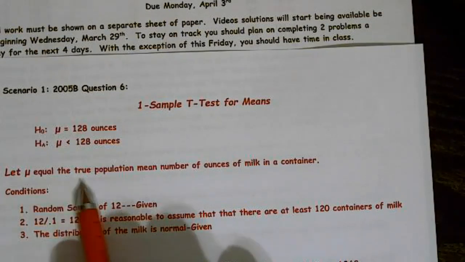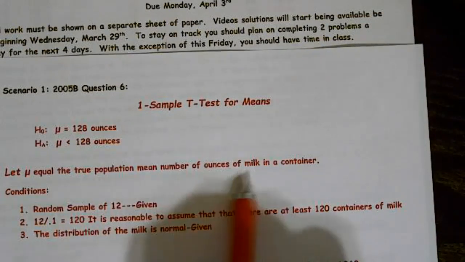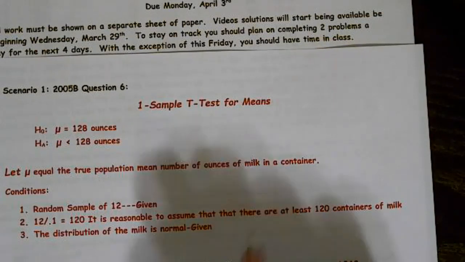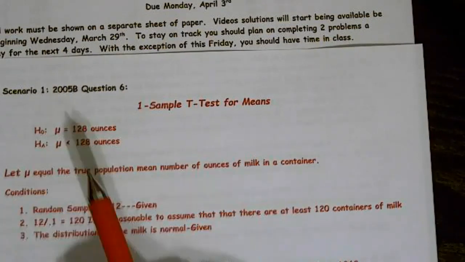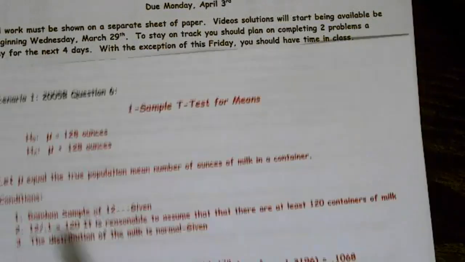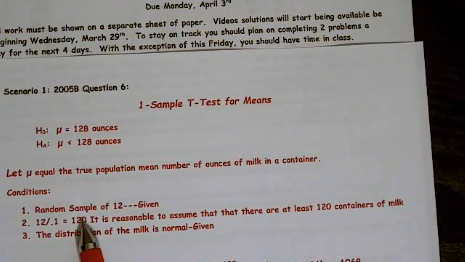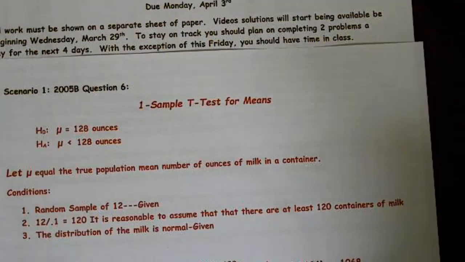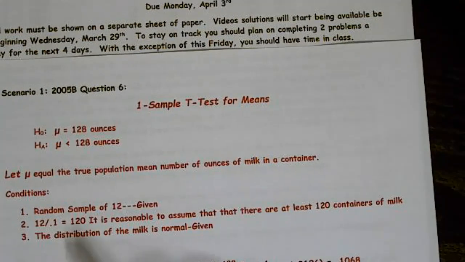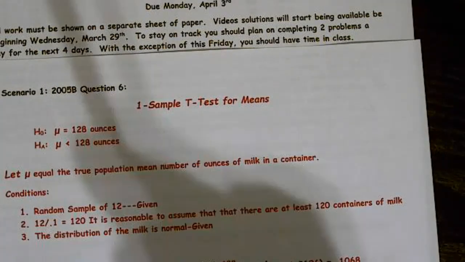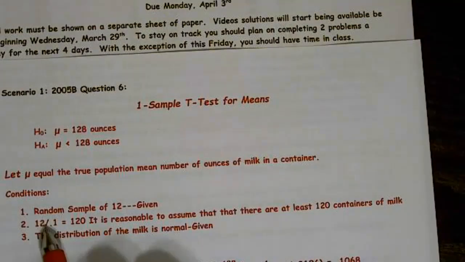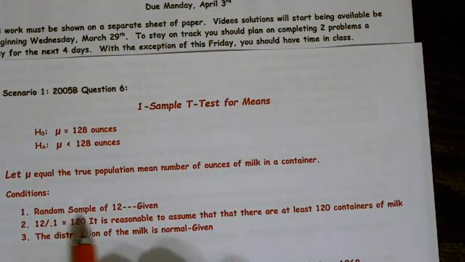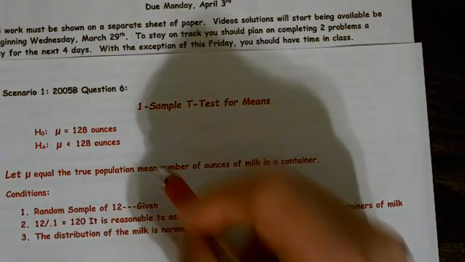Let mu equal the true population mean number of ounces of milk in a container. I want to be real careful about this. If you pull this question up online, it'll say we stated the conditions in the prompt, so we don't have to state them here. That would have been graded correctly in 2005, not now. Unless I say that conditions have been verified, you have to give the conditions. So we have to give the conditions. A random sample of 12 was given, so we're good there.